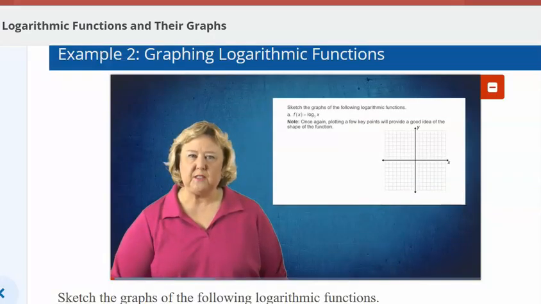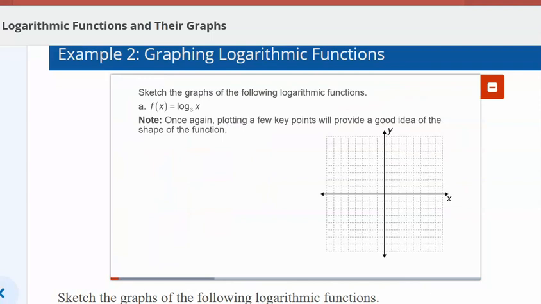In the following examples, we will graph logarithmic functions. Our example says, sketch the graphs of the following logarithmic functions. A, f of x equals log base 3 of x. Note, once again, plotting a few key points will provide a good idea of the shape of the function. Let's create a t-chart of x's and y's. And we'll let x equal 3, 1, and 1/3. When I substitute these into the logarithm, I think those choices will be obvious.